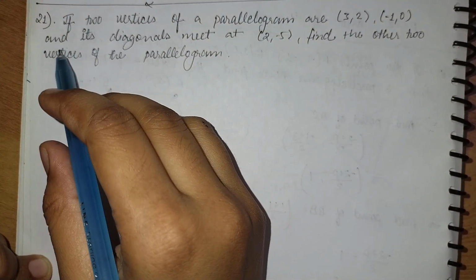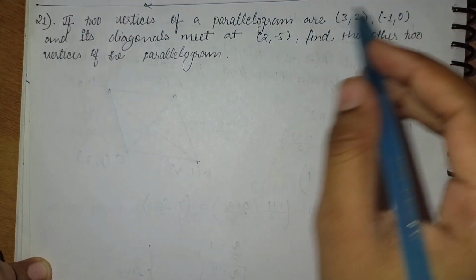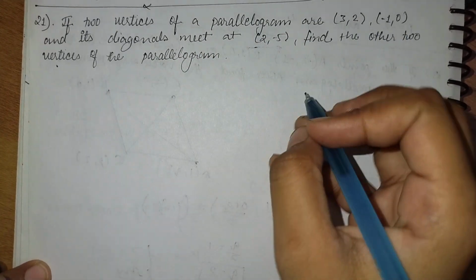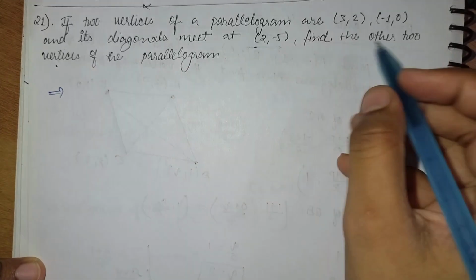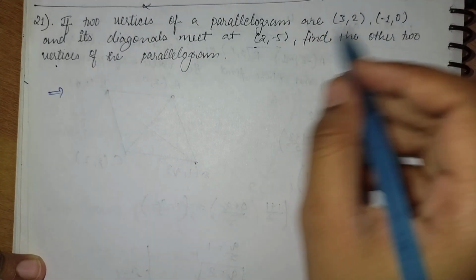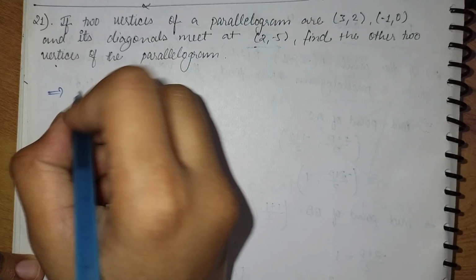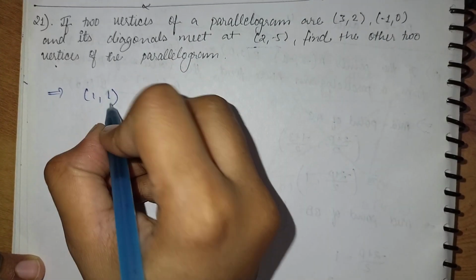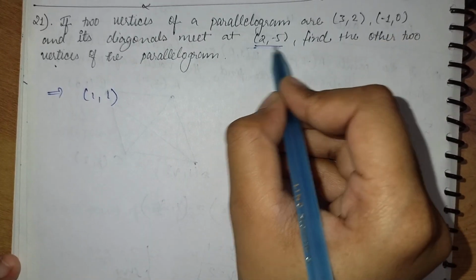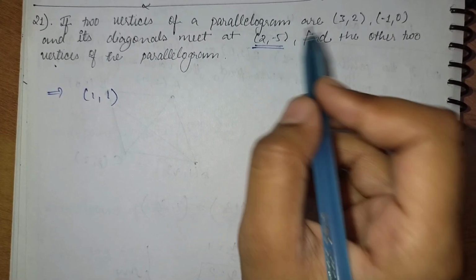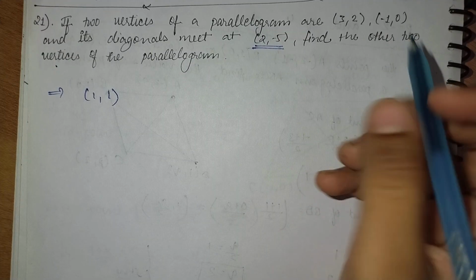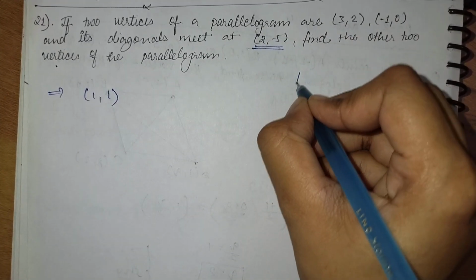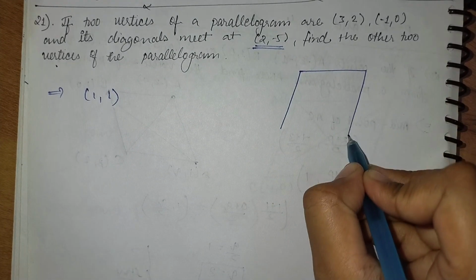Let us solve question number 21. If two vertices of a parallelogram are given to us and its diagonals meet at 2 comma minus 5, we have to find the other two vertices of the parallelogram. As we know, if we find the midpoint of these 2 points, it will be 1 and 1, because (3 minus 1) by 2 will be 1 only, and (2 plus 0) by 2 will be 1 only, which is not equal to the point where the diagonals meet, 2 comma minus 5. Hence it means that these two given points are not the opposite vertices of the parallelogram. So they are the adjacent vertices.